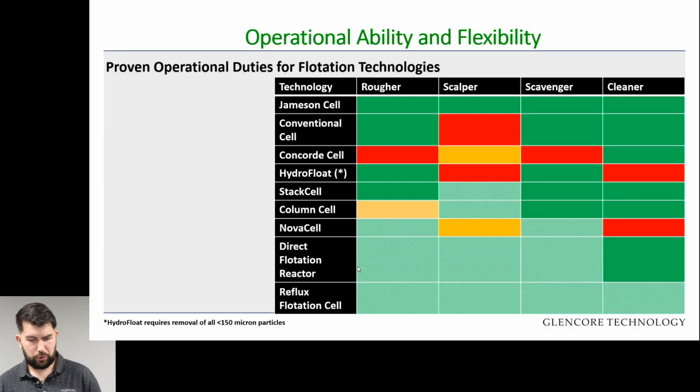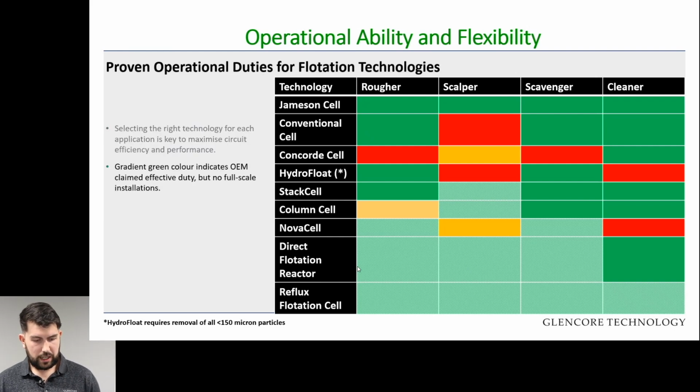Now, we're moving into the proven operational duties for each technology. The 4 duties that we've chosen are a rougher, which is just your standard rougher duty, a scalper, which is the ability to produce a final concentrate from either flotation feed or cleaner feed, a scavenger, which is a high recovery cell, or just a general cleaner cell. Again, we've used the gradient green color, which indicates that the OEM claims that technology would be effective in that duty, but there's no full-scale installations to back it up yet.